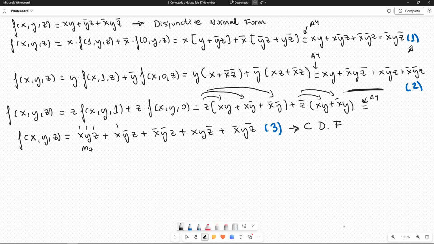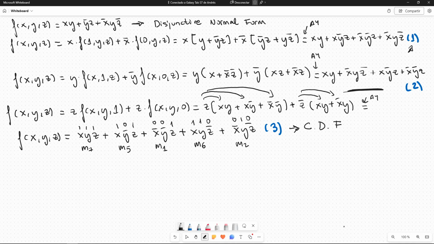This is the mean term 1, 0, 1. This is 5 in binary, so is the mean term 5. This is 0, 0, 1, so it's 1 in binary, so this is the mean term 1. This is 1, 1, 0. Remember that 1 is when the variable is uncomplemented and 0 when the variable is complemented. This is 6 in binary, so this is the mean term 6. And this is 0, 1, 0, that is 2. So it's the mean term 2.